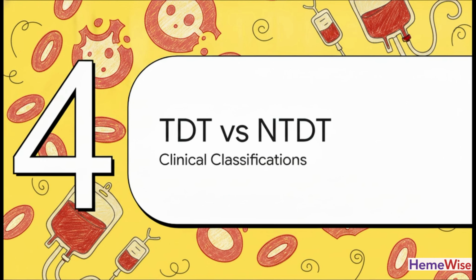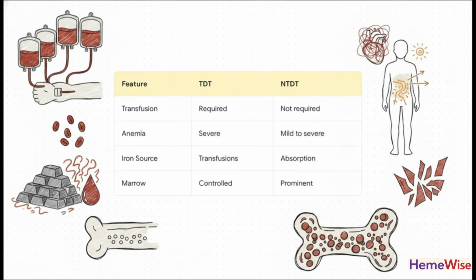Moving on to Section 4, TDT versus NTDT classifications. Rather than relying on outdated terms like major, intermediate, and minor, modern hematology stratifies patients by their actual transfusion requirements. Transfusion-dependent thalassemia, or TDT, means the patient requires lifelong regular red cell transfusions just to survive and to suppress massive ineffective erythropoiesis. Now, non-transfusion-dependent thalassemia, or NTDT, simply means the patient doesn't routinely require survival transfusions.